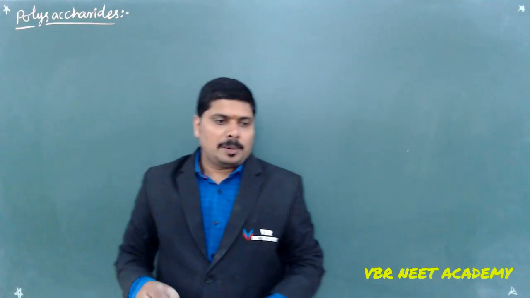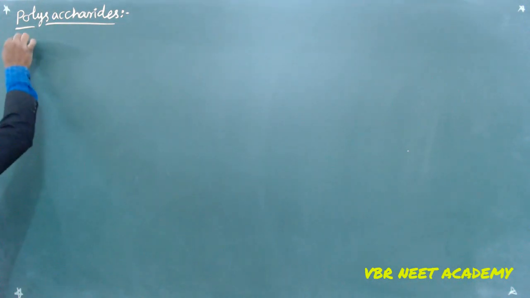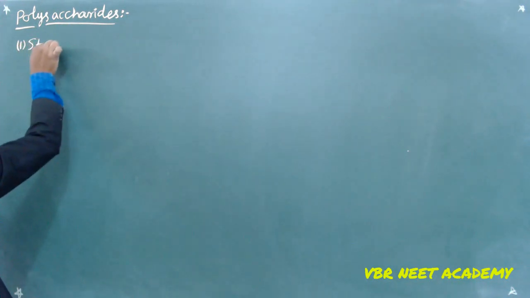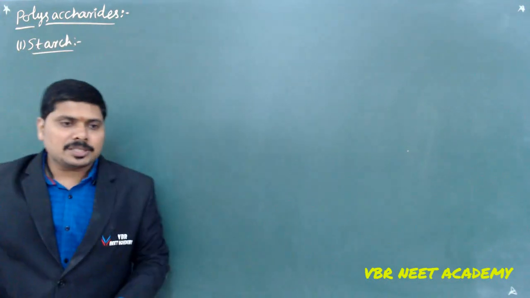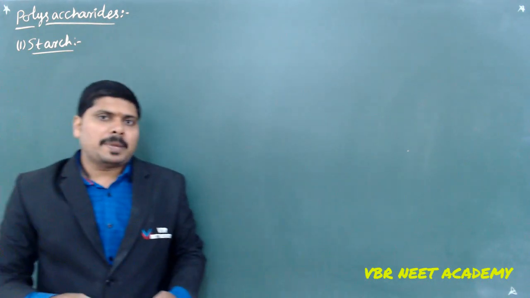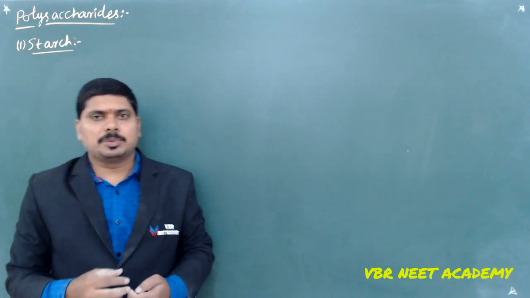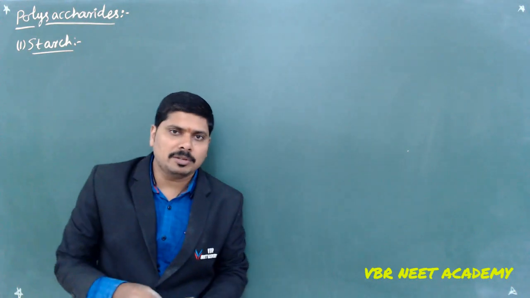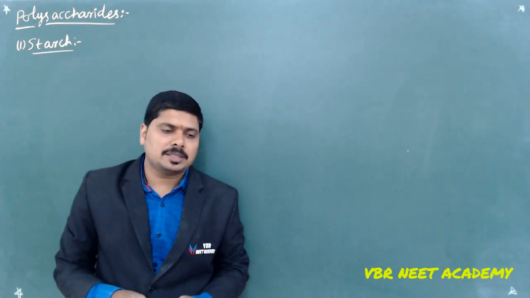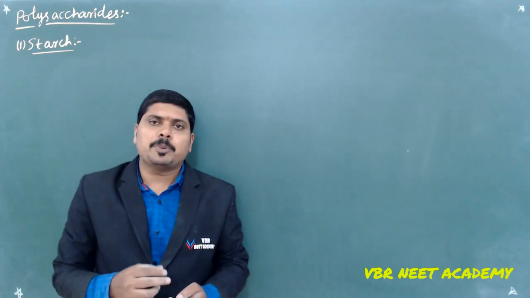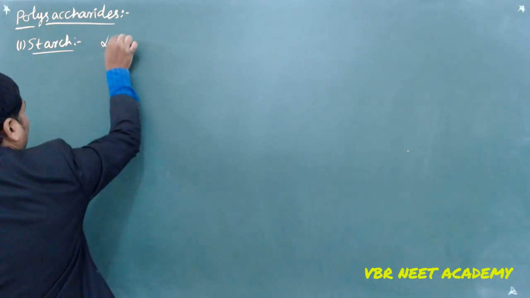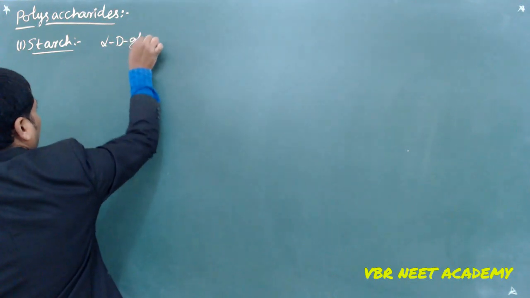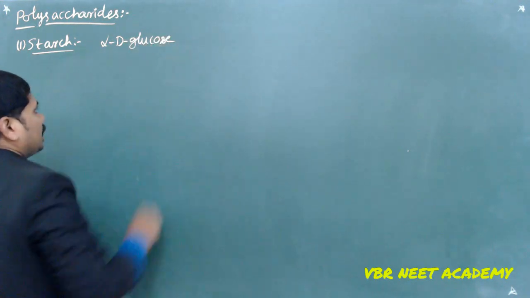So the next one, polysaccharides. What do polysaccharides have? First we'll see starch. Starch is present in almost all vegetables and all cereals, in all forms. It is an important carbohydrate. It is made of alpha D glucose.